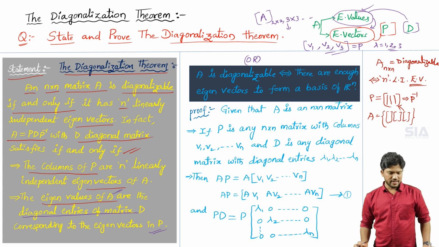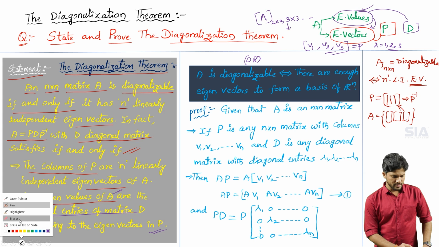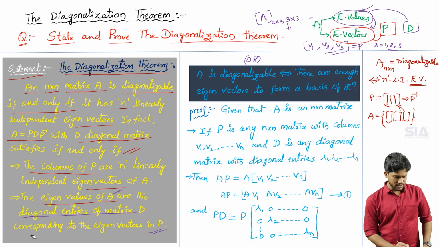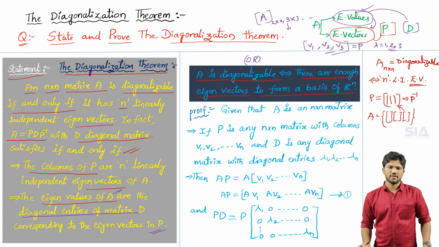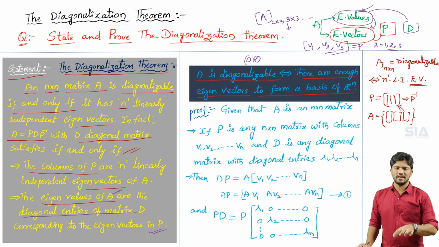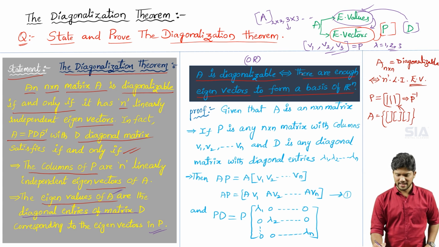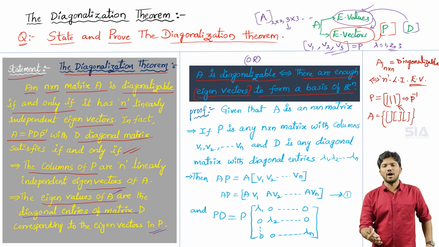So that is the statement of the diagonalization theorem. Okay. So now we are going to prove the diagonalization theorem. This theorem has another statement also, Amma. Here you can observe that capital A is diagonalizable if and only if there are enough eigenvectors to form a basis of R^n. Capital A is a square matrix, and that square matrix is diagonalizable if and only if there are enough eigenvectors to form a basis.